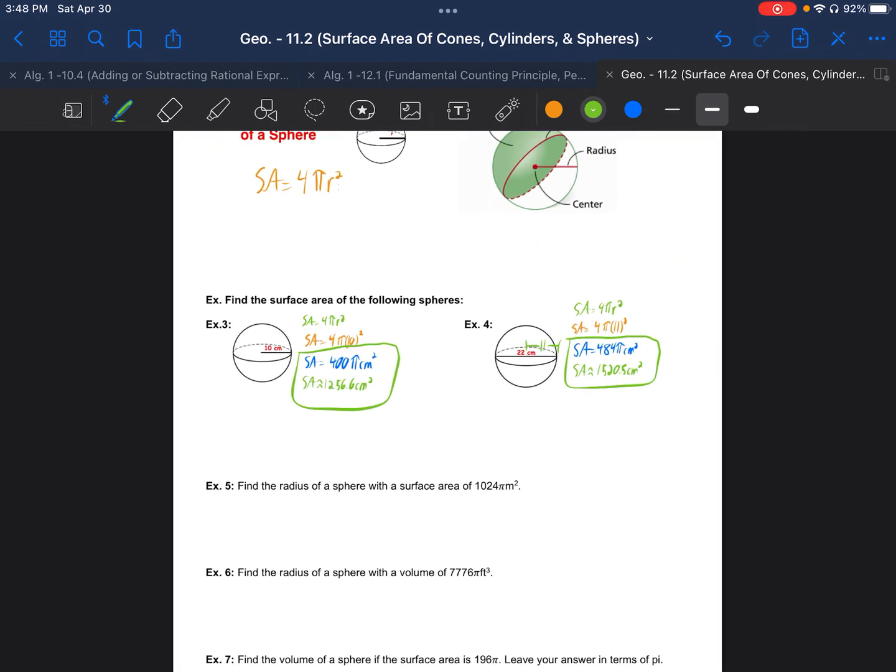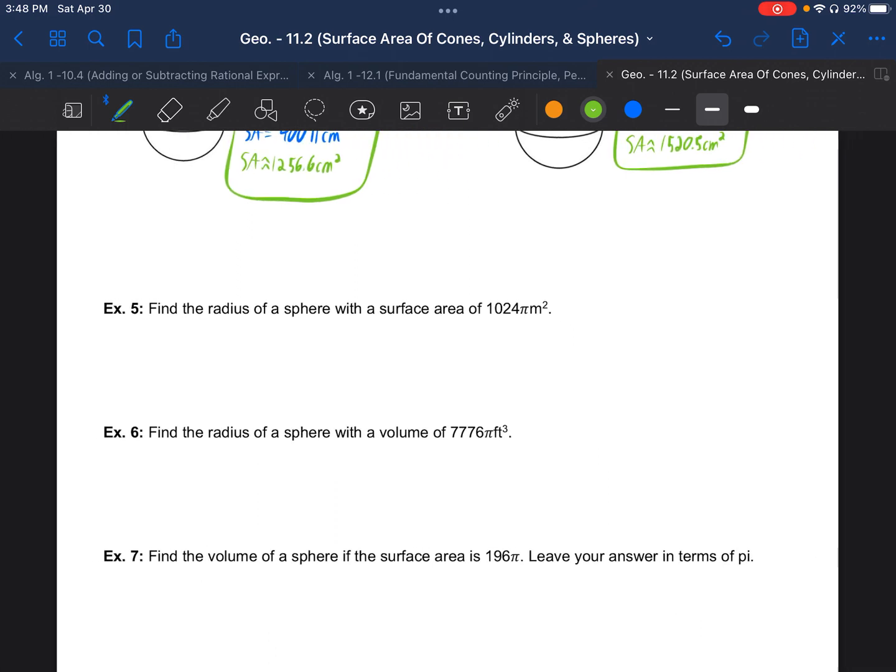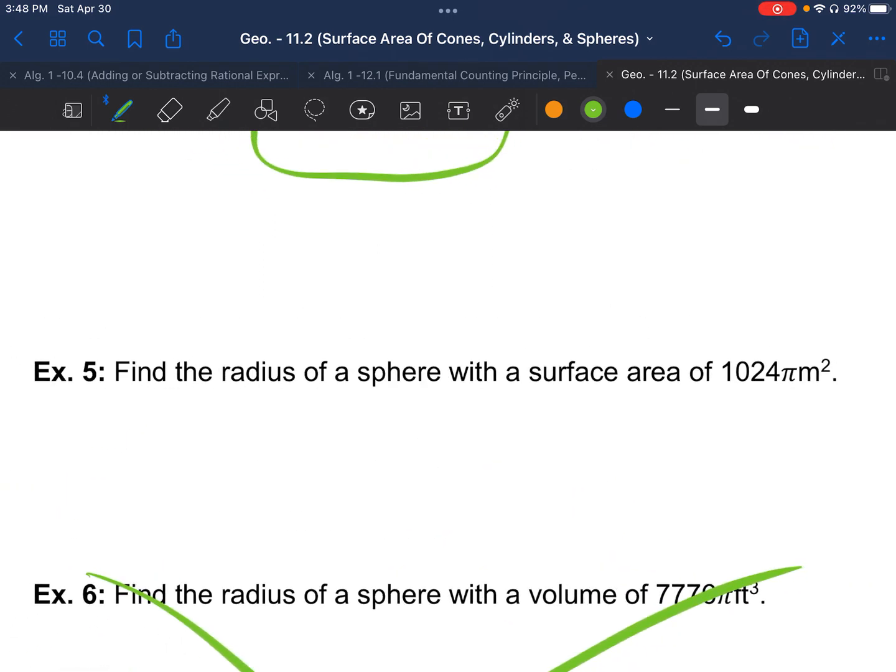And then the only other example we're going to do is actually example 5. We're going to skip examples 6 and 7. You can cross those out. Example 5. Find the radius of a sphere with a surface area of 1,024 pi square meters. So reminder, our formula, 4 pi r squared, and now we're just solving for the r. So we plug in 1,024 pi as the surface area.